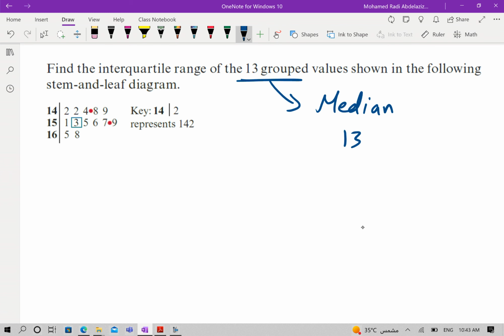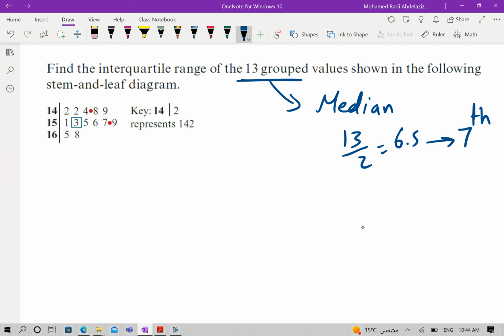The median is the 7th value. How? 13 divided by 2, rounded up, will be the 7th value, which represents the median. 1, 2, 3, 4, 5, 6, 7. Look at 3. 3 is the median. Before 3, how many values? 6 values.